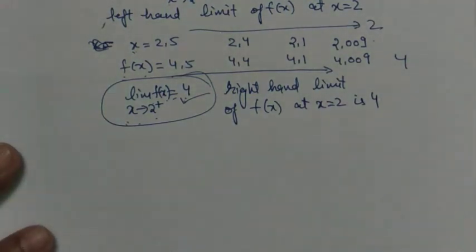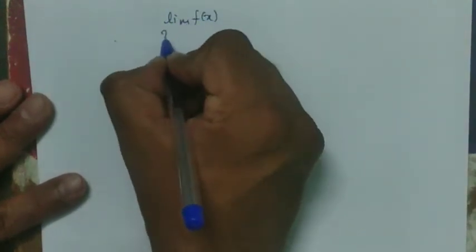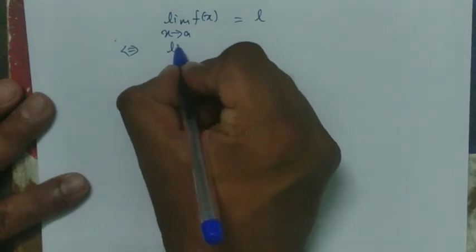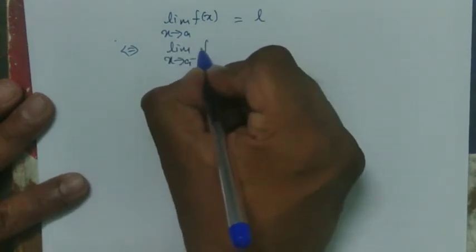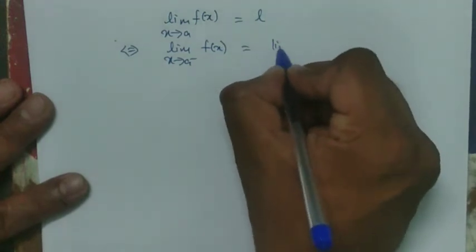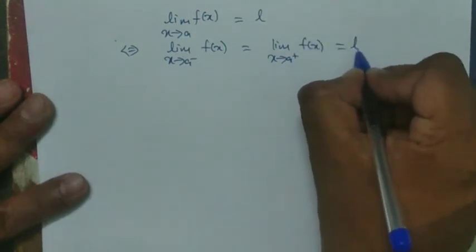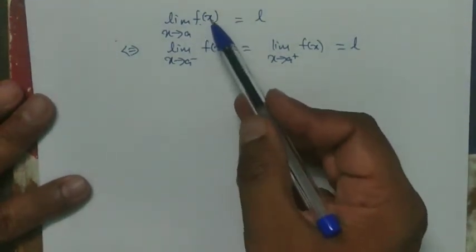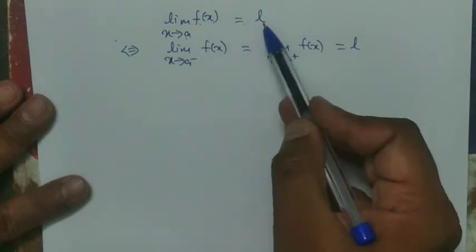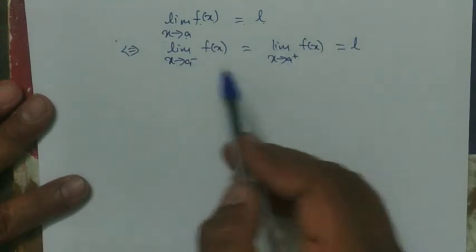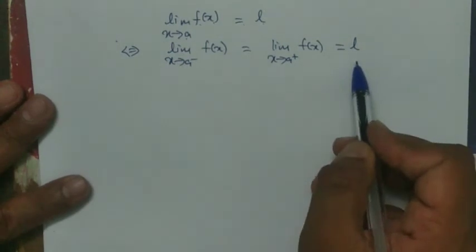Now see, the limit of function f(x) as x tends to a is equal to L if and only if the left hand limit of f(x) at x equal to a and the right hand limit of f(x) at x equal to a are both equal to L. So the limit of f(x) as x tends to a will be equal to L if and only if both the left hand limit and the right hand limit of f(x) at x equal to a are equal to L.